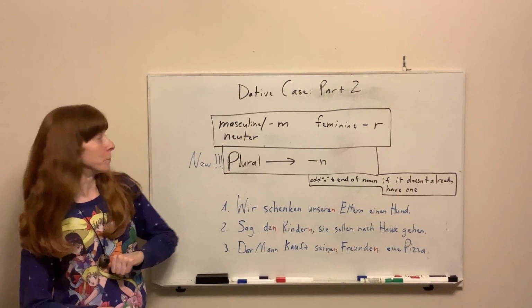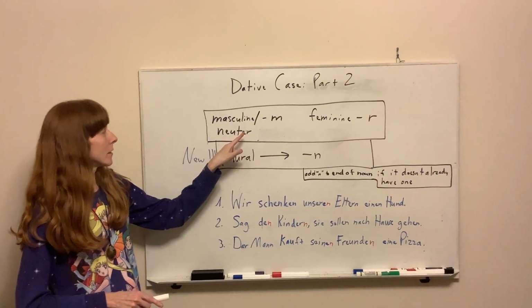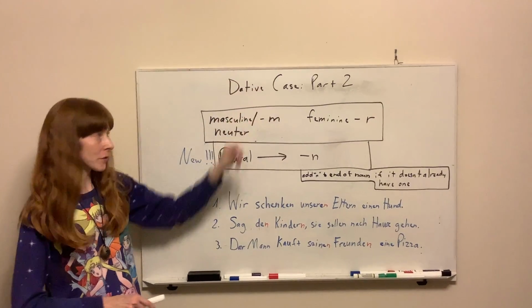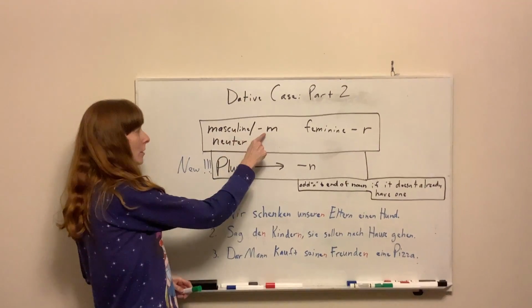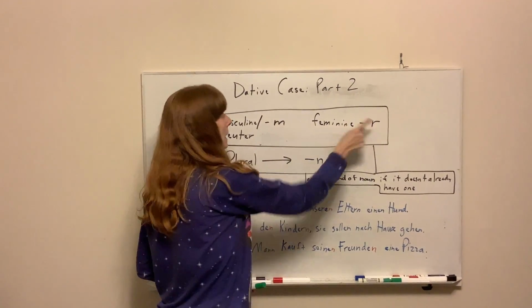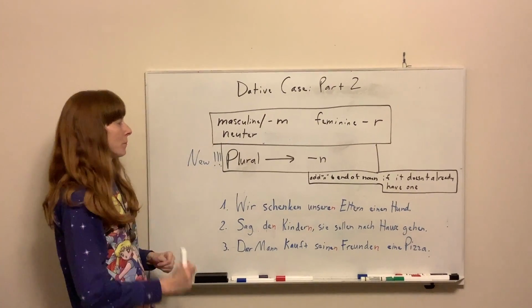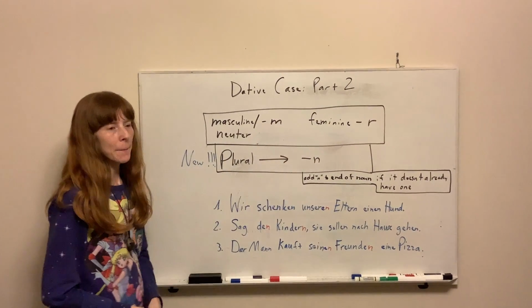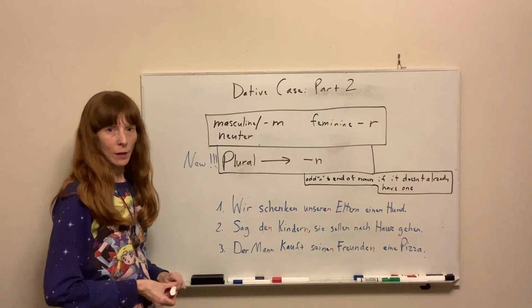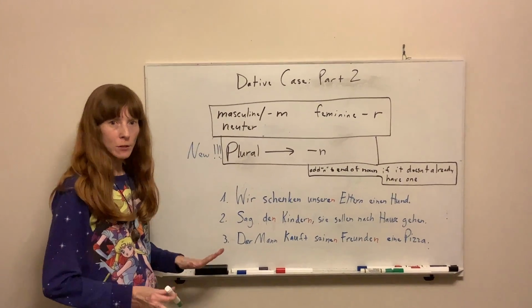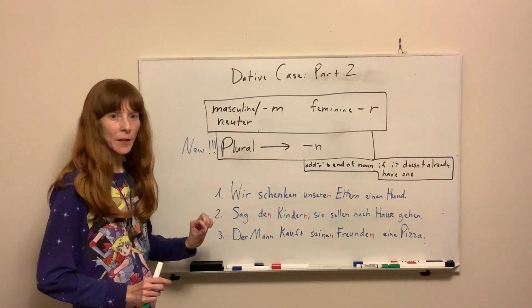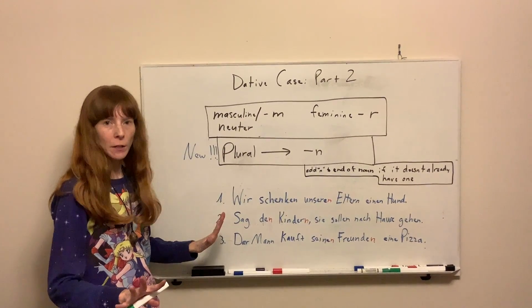Dative case part 2. In the last video, I gave you the magic letters to put with the dative case. Masculine and neuter got an M, feminine got an R, and I've saved an entire video for plural. Plural gets an N. I realize you may be thinking about the accusative case, where masculine got that N. That's still good.